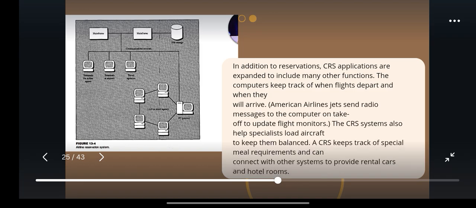So, in addition to reservations, CRS applications expanded to include many other functions. The computers keep track of when flights depart and when they will arrive.